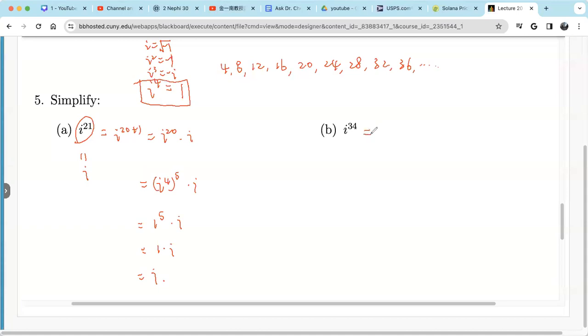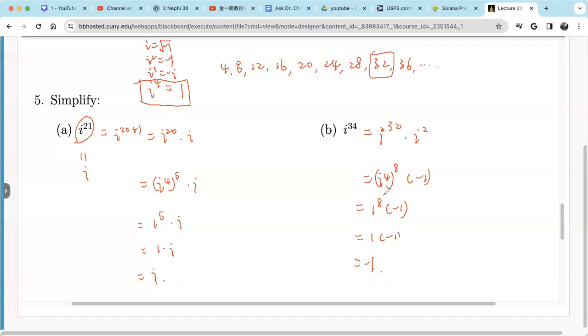Now this one, same thing. We want to break it into i raised to 32, because 32 is a multiple of 4, times i squared, right? 34 equals 32 plus 2. Well, i to the 32 is i to the fourth power raised by 8, times i squared, which is negative 1. i to the fourth power is 1. 1 to the eighth power is still 1. 1 times negative 1 is just negative 1.